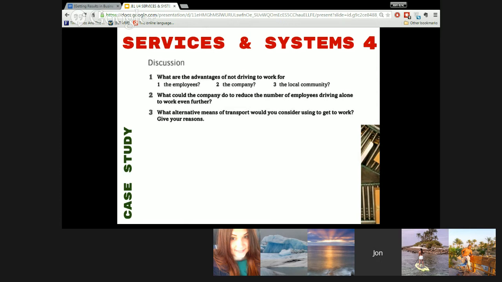Let me see. Well, here's another idea. What if they penalize people for driving alone? What do you think about that? What if the company says, we're not going to reward you, we're going to give you some kind of a penalty. You won't be allowed to do X, Y, or Z.